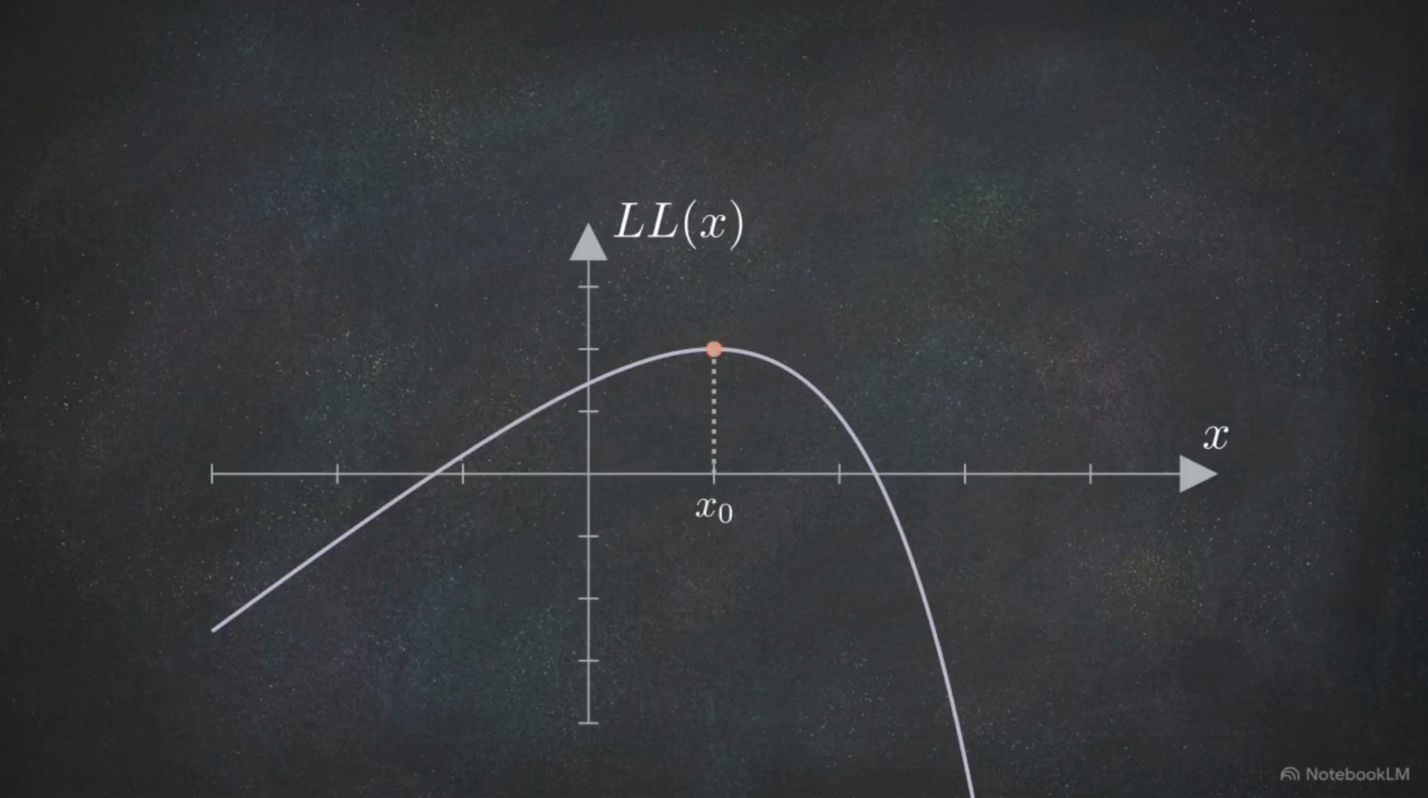The first-order linear term defines the slope of the curve. Because we are expanding exactly at the maximum peak, the slope is 0. The entire linear term mathematically drops out of the equation. We are left with the critical second-order term.